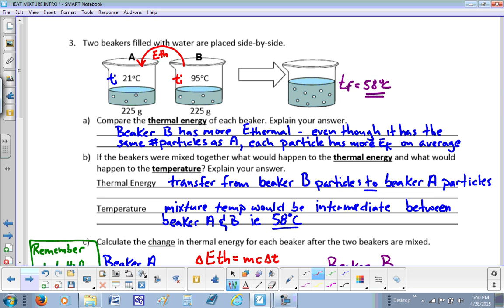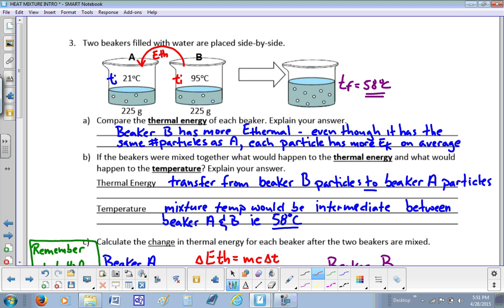Things change when we've got two different temperatures. So we have here beaker B, which is at 95 degrees Celsius. And what's going to happen is it's going to cool off when you mix them together. And beaker A at 21, it's going to warm up. And here we're going to be assuming a complete transfer, 100% efficient transfer of energy from the water in B to the water in A.